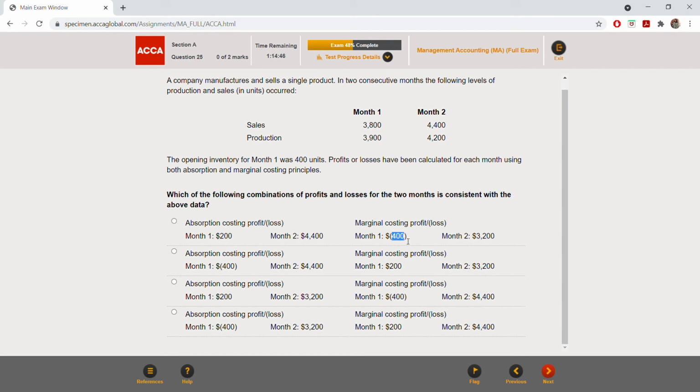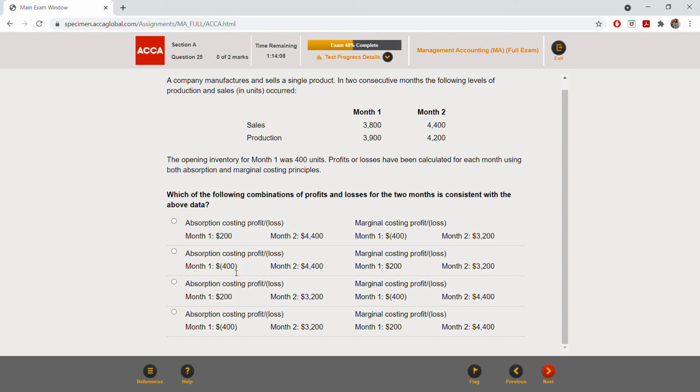You have to see both. Here absorption costing profit will be greater. Okay, this is correct because this is 200, this is loss, but here this is greater, this is less, 3200. This is less, sorry, for month 2. It cannot be, because in month 2 they have to produce less. Under absorption costing profit will be lower than. So first one is out.